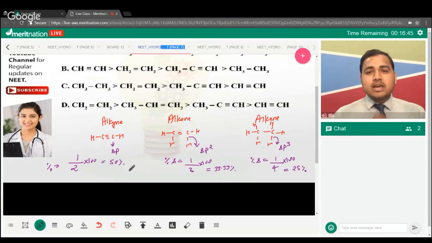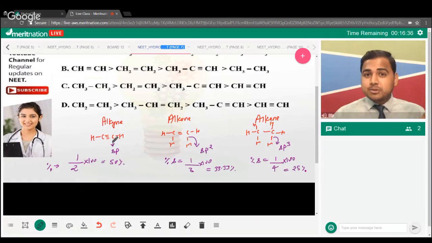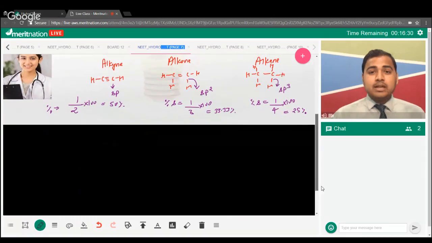So you can see here, students, in the alkyne there is the maximum percentage of S character. Got it? So that's why this carbon atom present in the alkyne will be the most electronegative carbon atom. If it is the most electronegative, definitely it has more ability to lose the proton. So the alkynes are the most acidic.